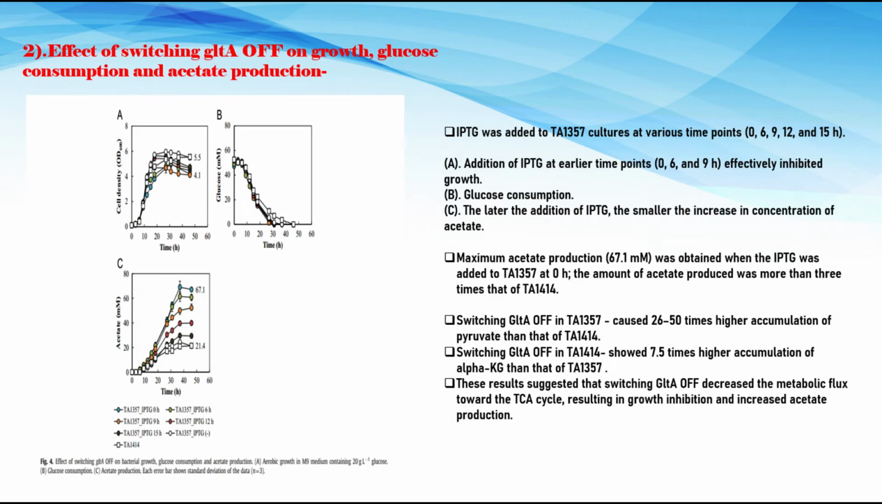Finally, we see the effect of switching GLTA off on growth, glucose consumption and acetate production. IPTG was added to TA1357 at various time points, that is 0, 6, 9, 12 and 15 hours. Graph A shows that addition of IPTG inhibits growth, graph B shows glucose consumption, and graph C represents that on later addition of IPTG there is a smaller increase in the concentration of acetate. And here what happened on switching GLTA off in TA1357 and TA1414 is also mentioned. These results suggested that switching GLTA off decreased the metabolic flux towards the TCA cycle, resulting in growth inhibition and increased acetate production.